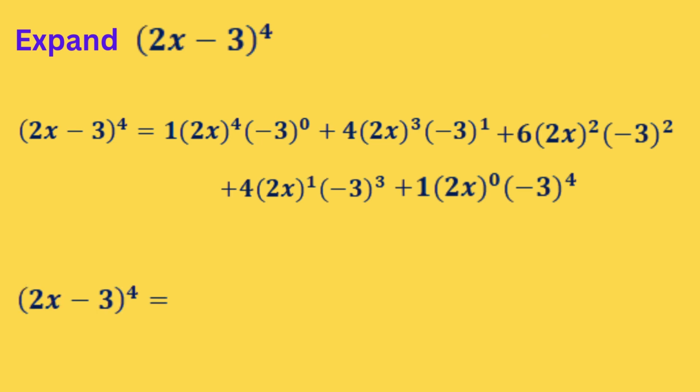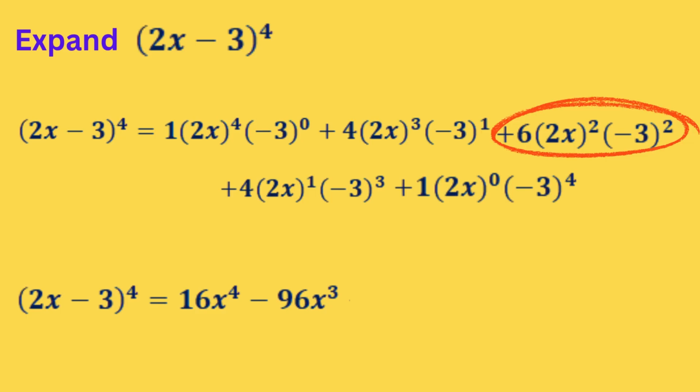Now let's simplify the terms. For the first term, we'll raise both terms in the bracket to the power 4. 2 to the fourth power is 16, while minus 3 to the power 0 is 1, so we get 16x to the fourth power. For the second term, we'll raise 2x to the power 3. 2 to the third power is 8, while minus 3 to the power 1 is minus 3. So we get negative 96x to the third power.